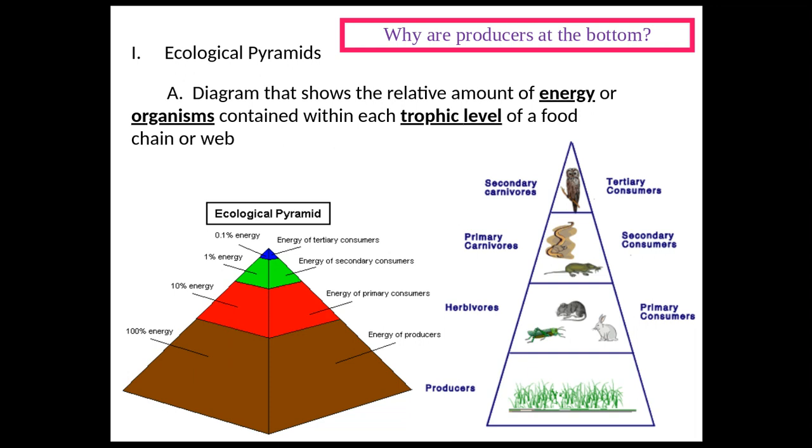Looking at the bottom here, we have our first trophic level. That is where the producers, the ones that make their own food from photosynthesis, are at the very bottom. So this is our first trophic level. Our second trophic level consists of our herbivores, the ones that eat the producers. So that is the second trophic level. Third trophic level is our primary carnivores. And our fourth trophic level at the very top is going to be our secondary carnivores.